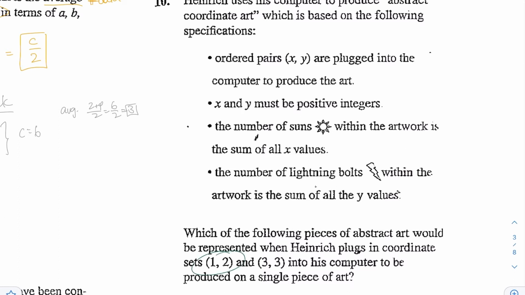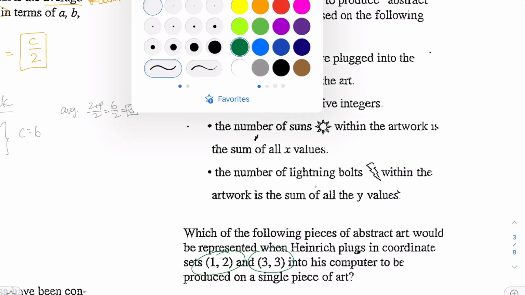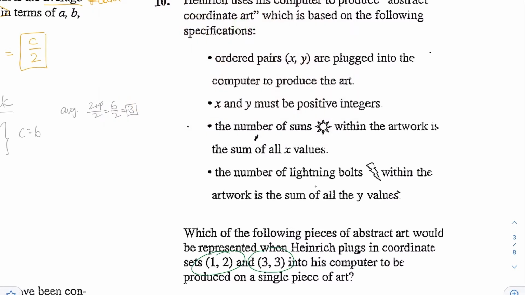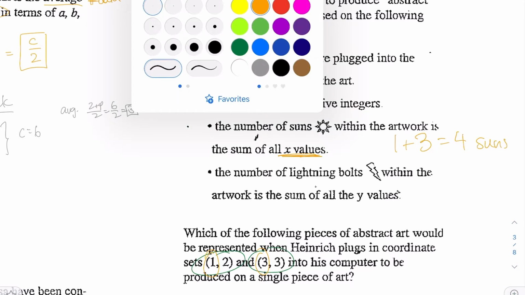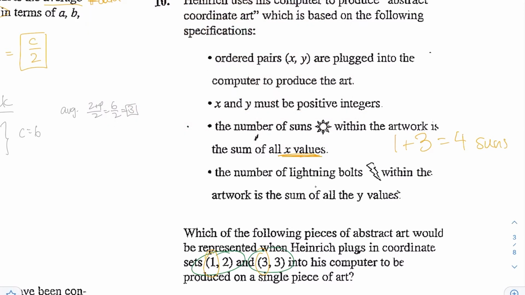So he puts in these 2 inputs, and x and y are positive integers, which they are. Now the number of suns must be the sum of all the x values. So the x's are 1 and 3. So 1 plus 3 is equal to 4, so there should be 4 suns. And now for lightning bolts, that's the sum of all the y values. So that's going to be 2 and 3. So 2 plus 3 is equal to 5, so there should be 5 lightning bolts.